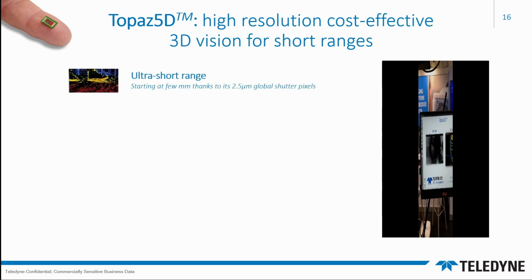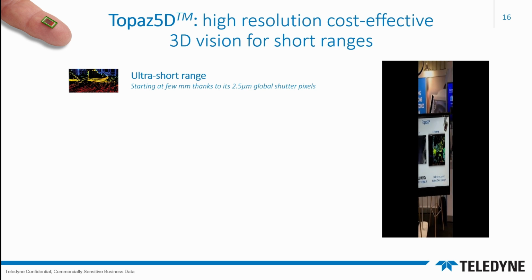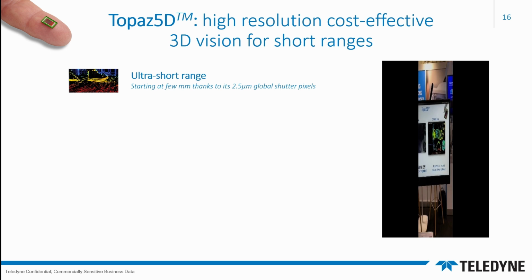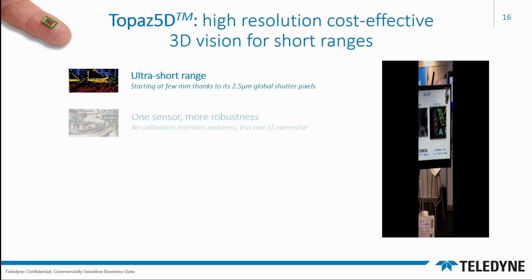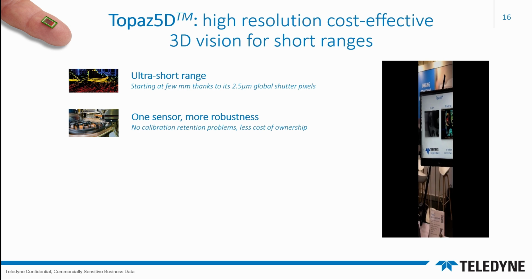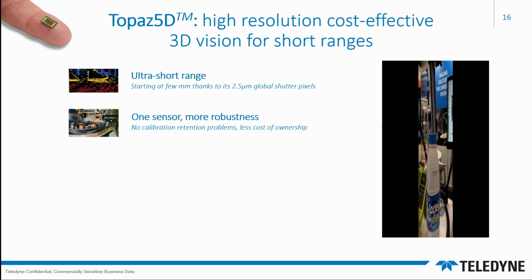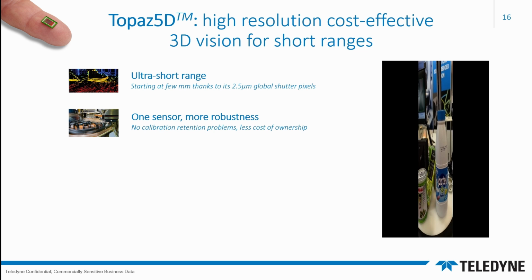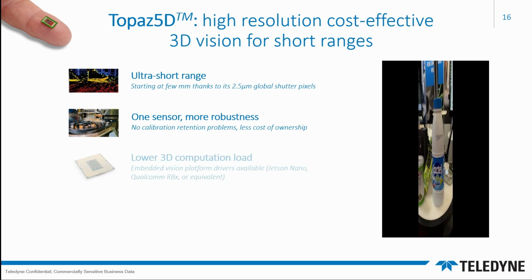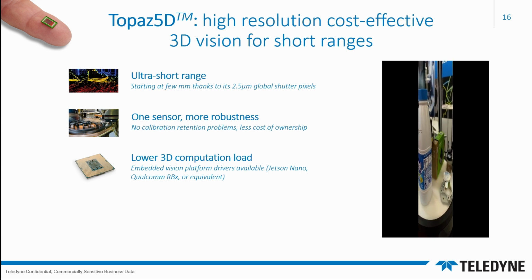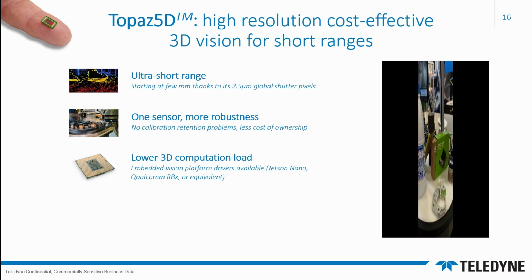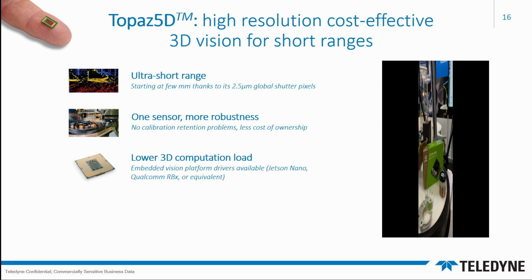It's a pity that the video is shrunk, but you can come to our booth and see the demo live. In any case, the ranges can start from a few millimeters, and thanks to our 2.5 micrometer global shutter pixel, it's a one-sensor approach, so you don't have to deal with robustness issues, and there's a lower cost of ownership at the end of the day. Also, it has lower 3D computation load, so we provide drivers for middle-end processing systems like Jetson Nano.